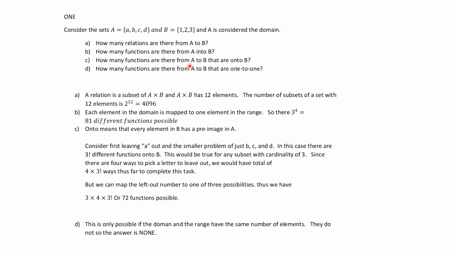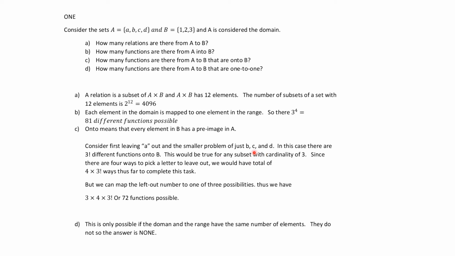How many functions are there from A to B that are onto B? This might have been the hardest one of these subparts. Onto means that every element in B has a pre-image in A. So consider first, as a small example, leaving out the a. And that means that we have left b, c, and d. Now this is exactly the number of elements that are in set B. And so in this case, there are 3 ways to map the b.